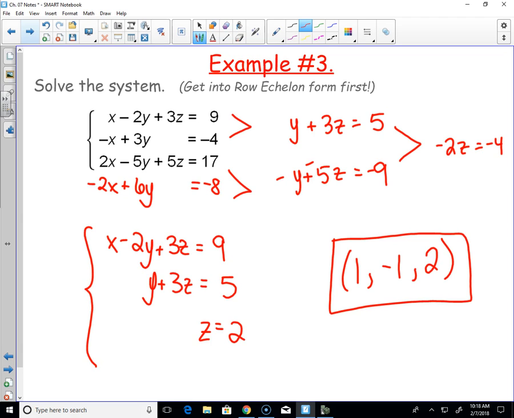But do you know what I did? I plugged z in, and once I found y, I plugged y in, and then I found x. Okay, back substitute. There we go. Are we ever going to have to graph these?